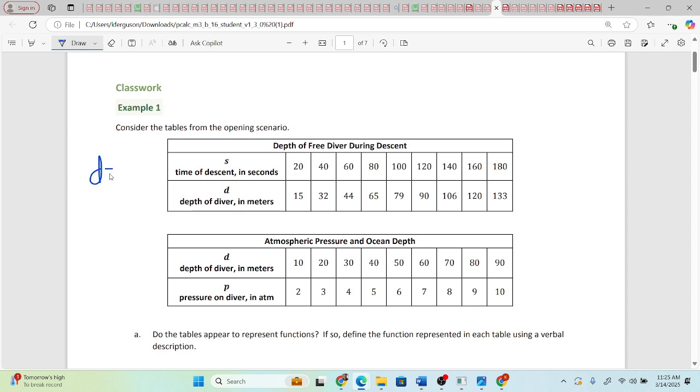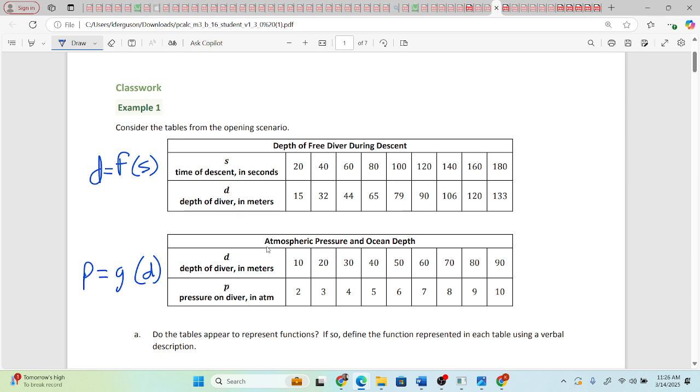D equals f of s. So I have a function that is represented by this table. S is my input, D is my output. Okay, and then conversely, right here, P equals, let's call it G of D. So D is my input and P is my output. Does everybody understand so far? We're just talking about these tables as functions.